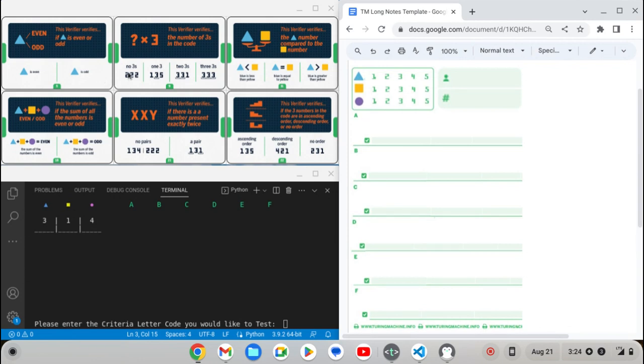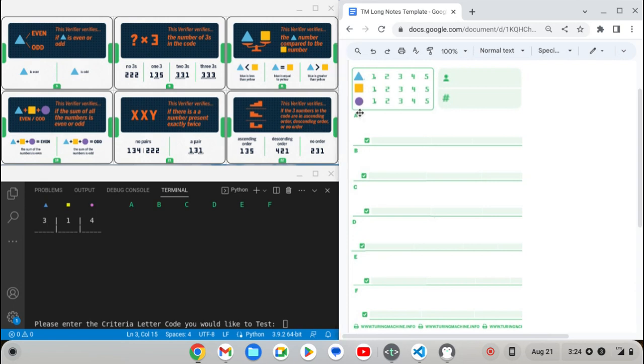Criteria card B will look at the 3-digit solution and will let us know how many of those digits are 3. Are there no 3s? Is there a single 3? Perhaps 2? Maybe all 3 are 3. Criteria card C will look at our first 2 digits, triangle and square, and compare them. So should the value of triangle be less than square? Should they be equal? Or should the value of triangle be greater than square?